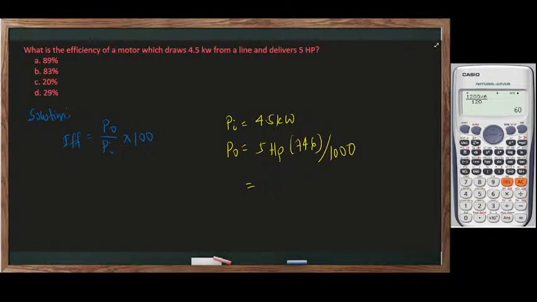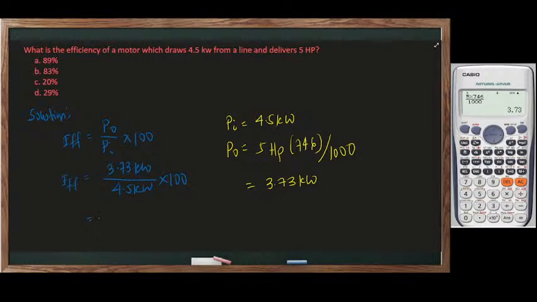So we have 5 horsepower times 746 over 1,000. Yan. Okay, so 3.73 kilowatts. So 5 horsepower is equal to 3.73 kilowatts. So we just substitute that one dito sa ating formula. So we have 3.73 kilowatts.